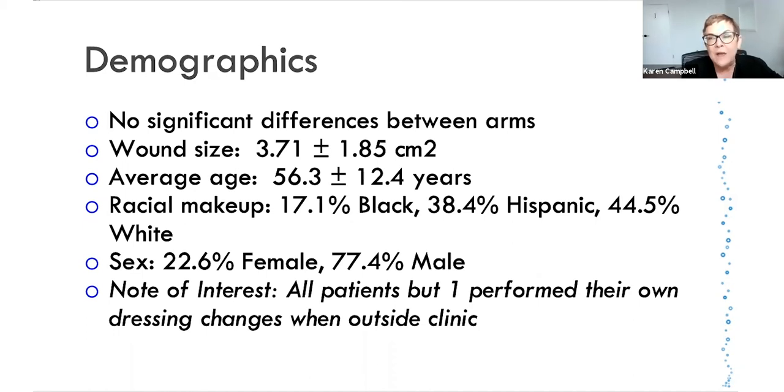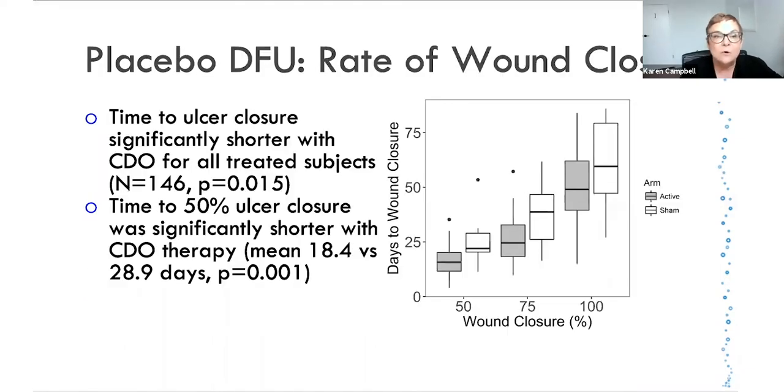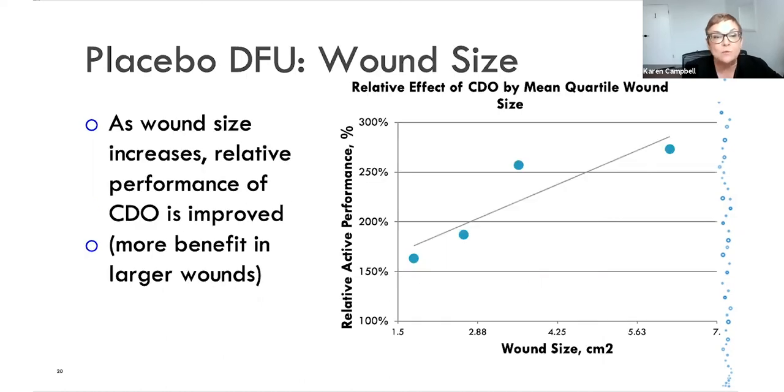So that's an important factor when you're thinking about self-management. And so the time to closure was significantly shorter with CDO for all treated subjects. And you can see there that the p-value was 0.015, and the time to 50% wound closure was significantly shorter with CDO therapy. And that was 18 days in the CDO therapy versus almost 29 days in the sham arm. And that was statistically significant as well.